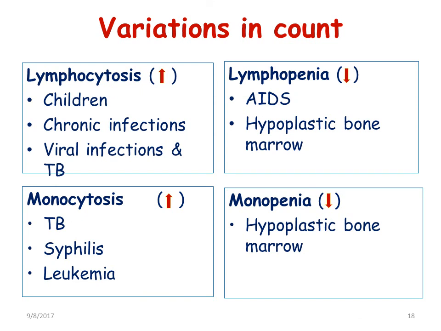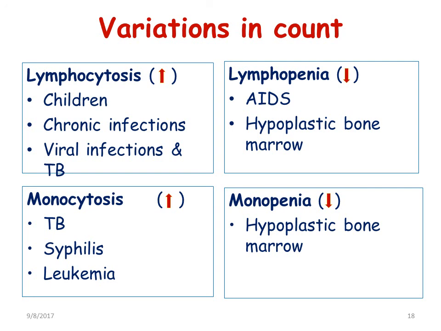Variations in the cell count. Lymphocytosis, when the lymphocyte count increases above the normal range. Lymphopenia, when the lymphocyte count decreases below the normal range. Lymphocytosis examples: children, chronic infection, viral infections, and tuberculosis. Lymphopenia, AIDS, hypoplastic bone marrow.